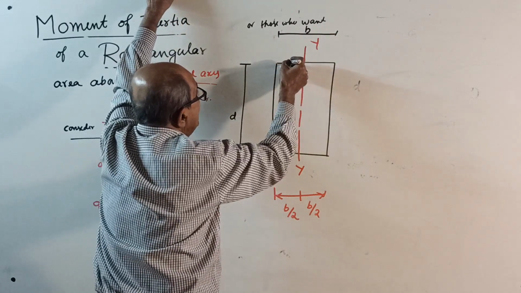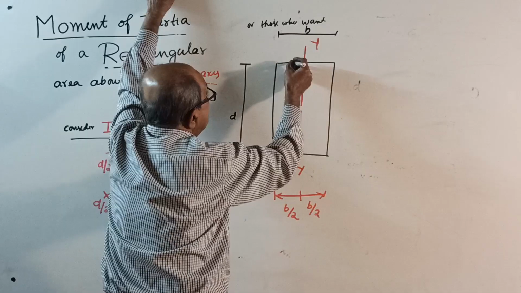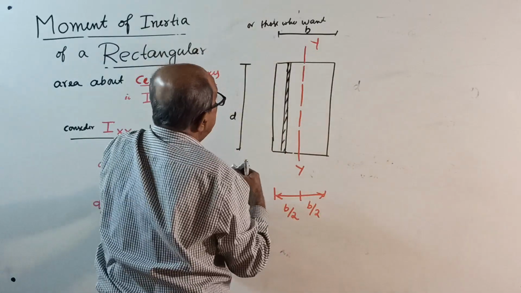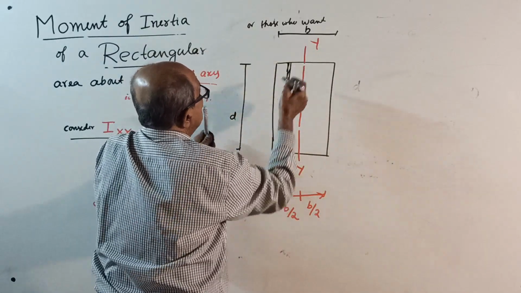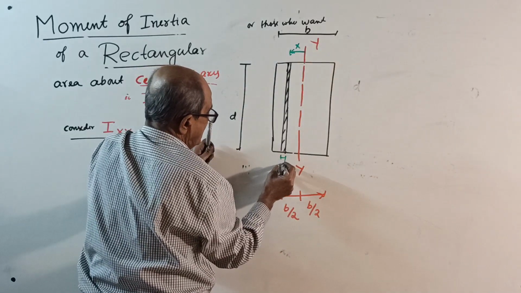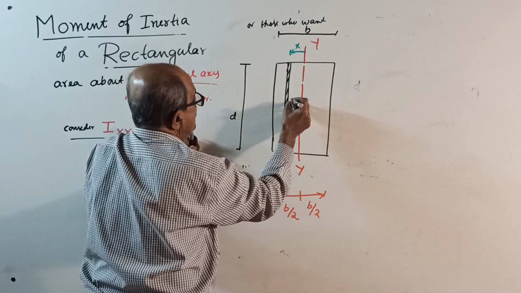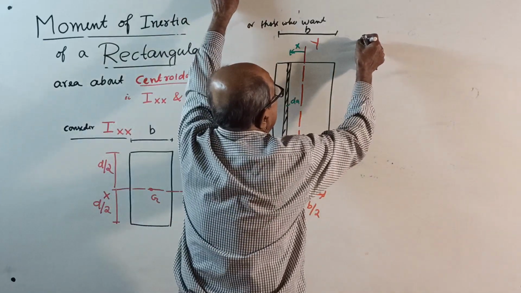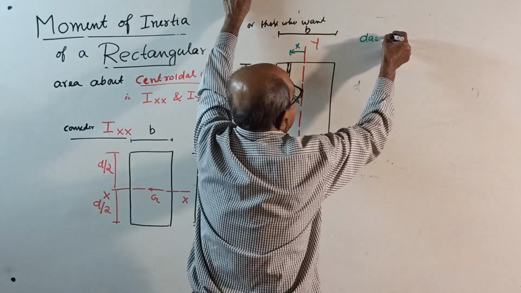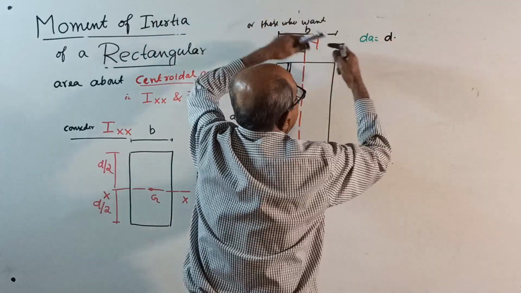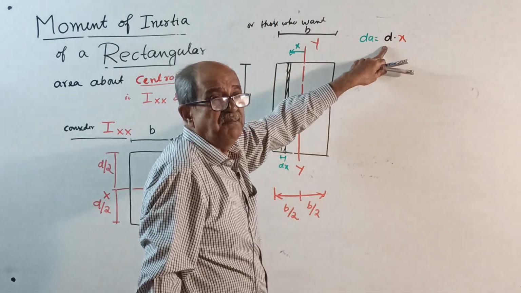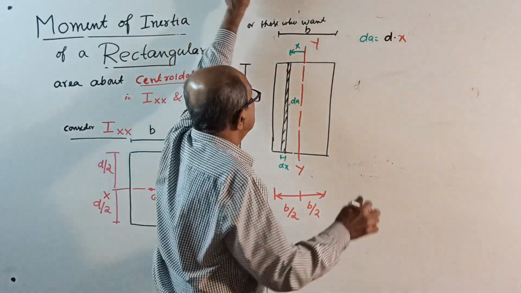What you do? Take an elemental strip here, parallel to yy. Now the distance should not be y, it is x distance now, at distance x from here. Let the thickness be dx. Area equals dA. Elemental area dA equals d into dx. This is depth d, so d into dx.